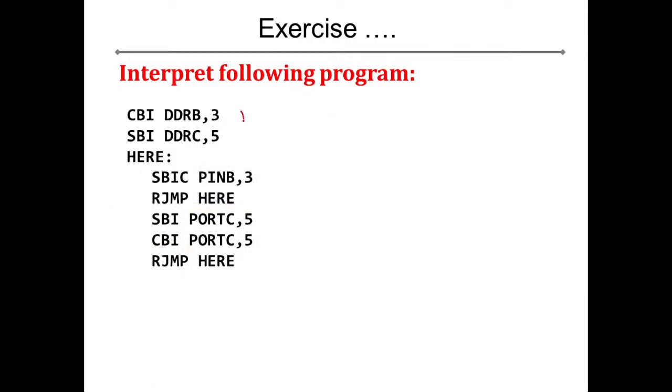I am sure that all of you know this instruction, CBI DDRB, 3. What will it do? It will make the PB3 pin an input pin. That means you will be able to connect some switch with the PB3 pin. SBI DDRC, 5 means we are declaring PC5 as an output pin. That means you will be able to connect some output device, maybe an LED, a solenoid, or a buzzer, with the PC5 pin.